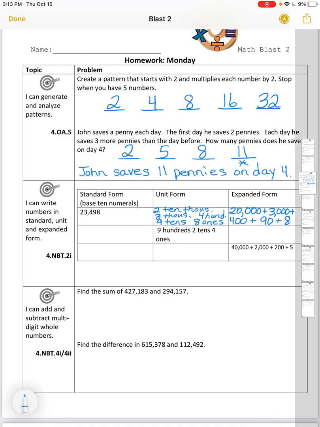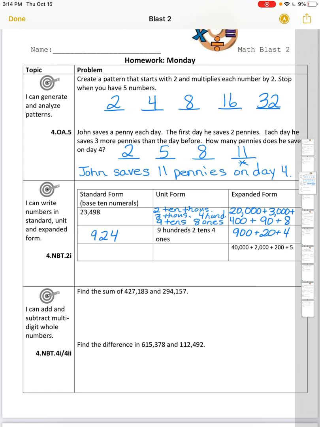In the second row, my unit form is 9 hundreds, 2 tens, 4 ones. So in standard form, I'm going to put a 9 in the hundreds, a 2 in the tens, and a 4 in the ones, making 924. In expanded form, again, I'll tell the value of each digit. So 900 plus 20 plus 4.